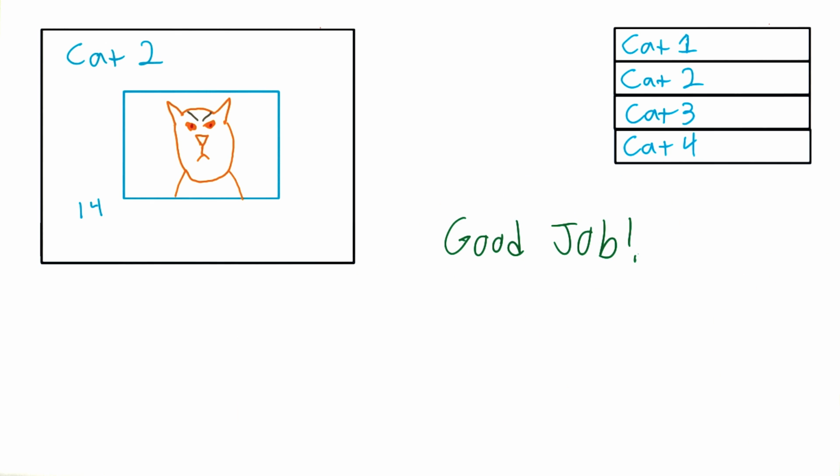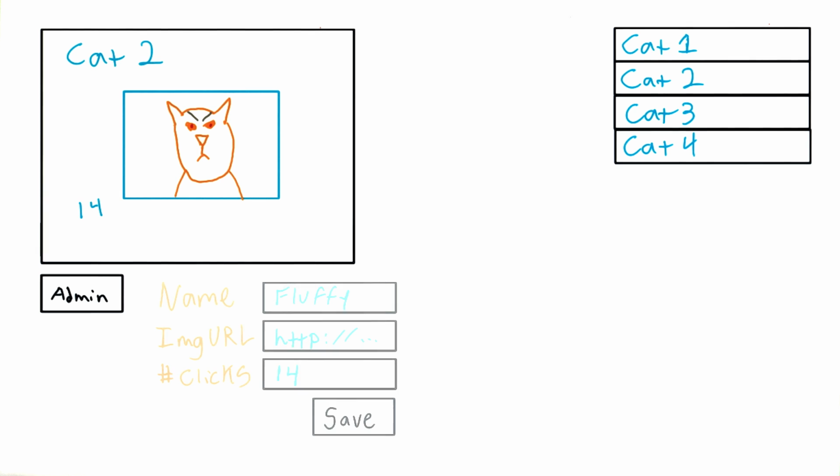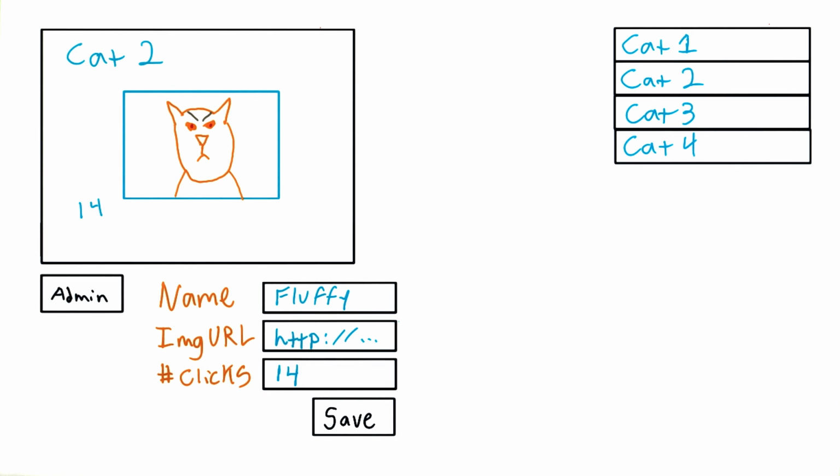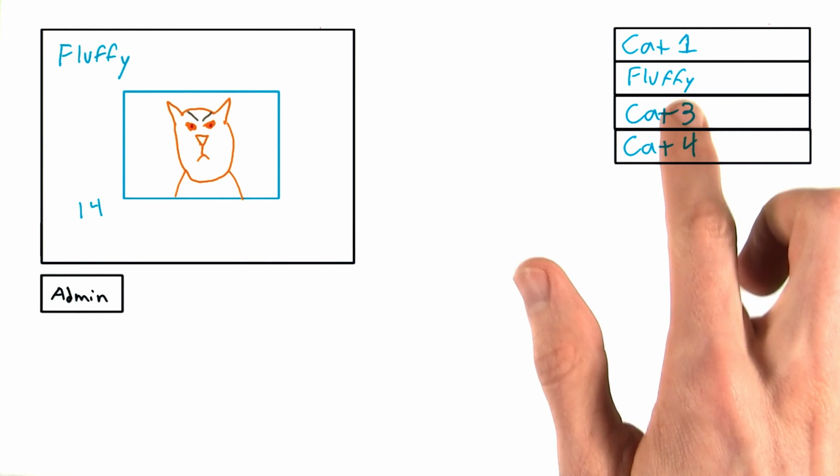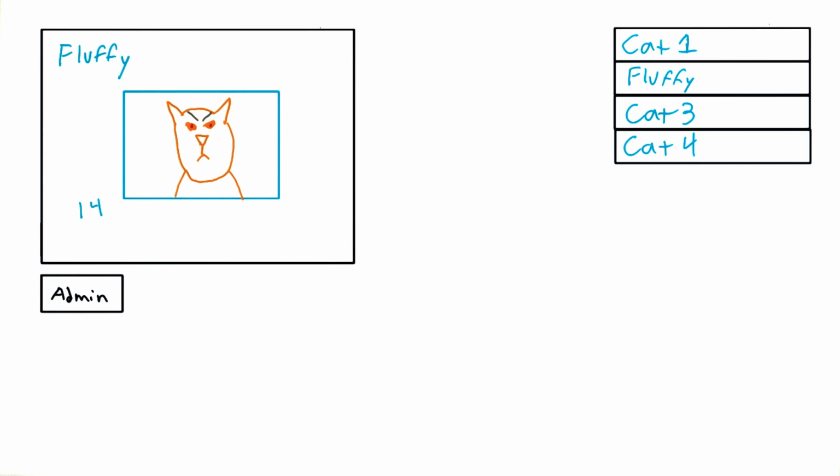We're going to add an admin mode. When you click the admin button, it makes a new area visible with the cat's name, URL, and number of clicks. If I go in and change the name, say to Fluffy, and then I hit save, it should update the model with the new information. And of course, tell the views to refresh, which also hides admin mode. So what will you need to add?